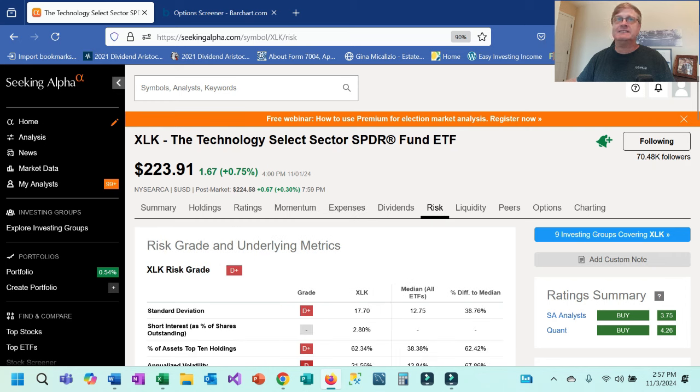Risk is up there. The risk is a little bit higher, again, because it's technology companies. Some of these companies have gotten quite pricey.